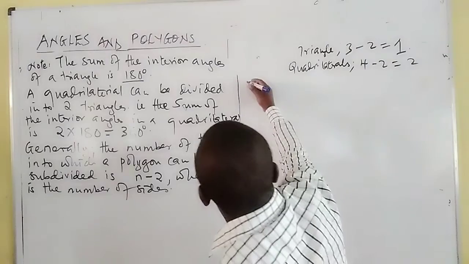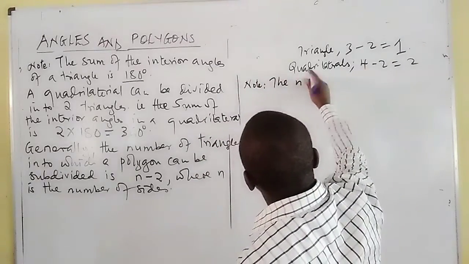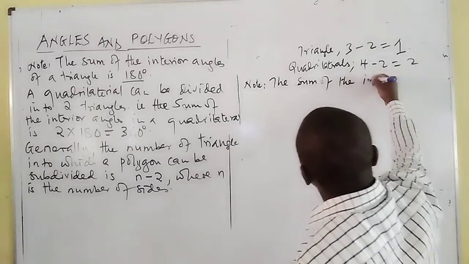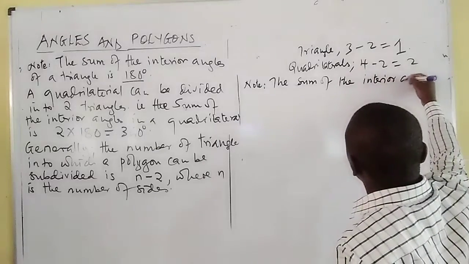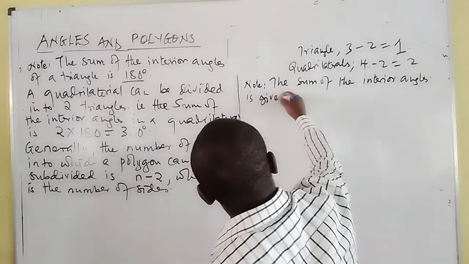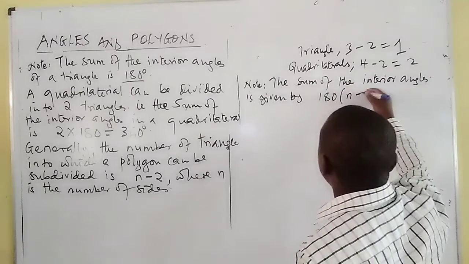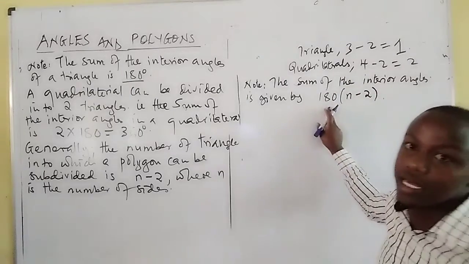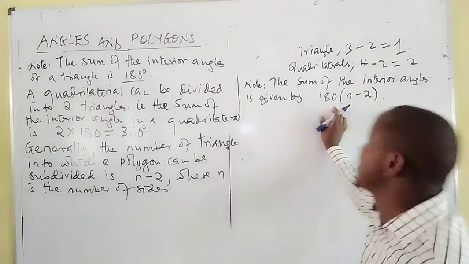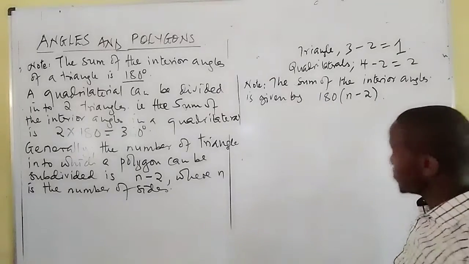Now, we can say that the sum of the interior angles is given by 180 times the number of the triangles. 180, which is the total number of degrees in one triangle, multiplied by the number of the triangles gotten by n minus 2.